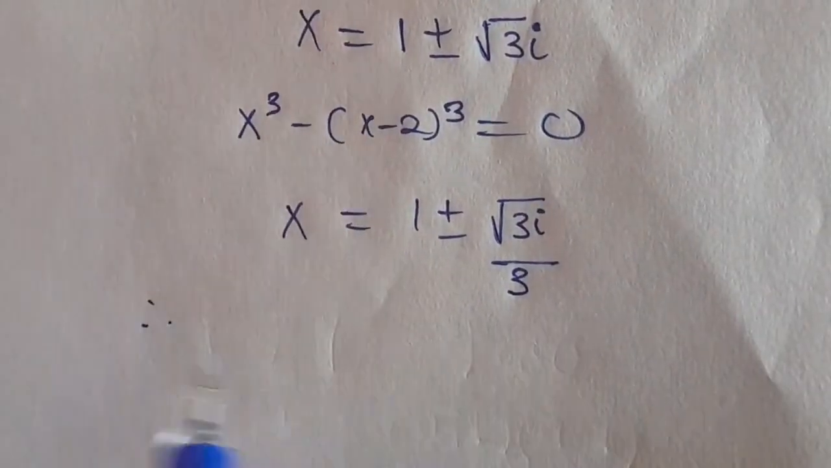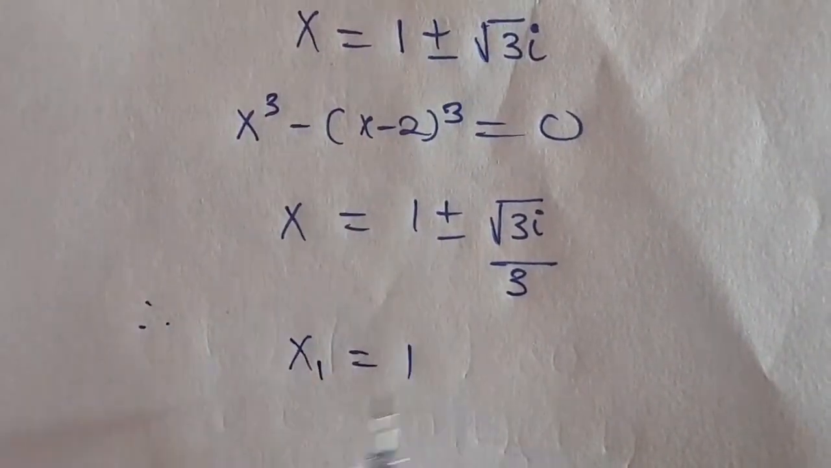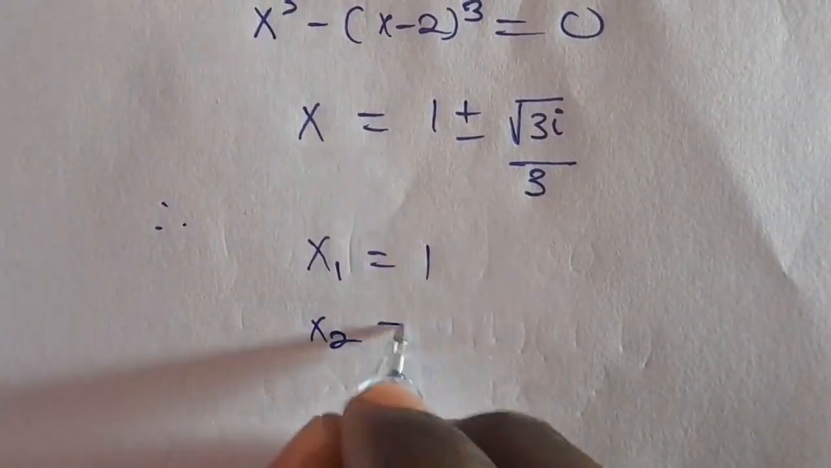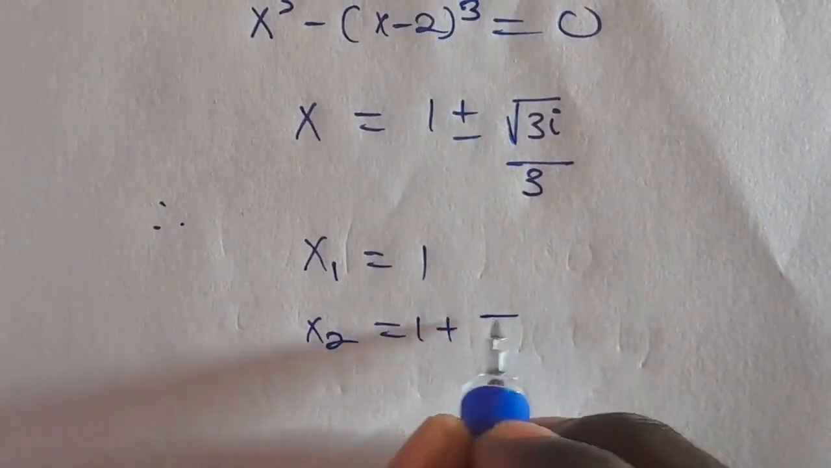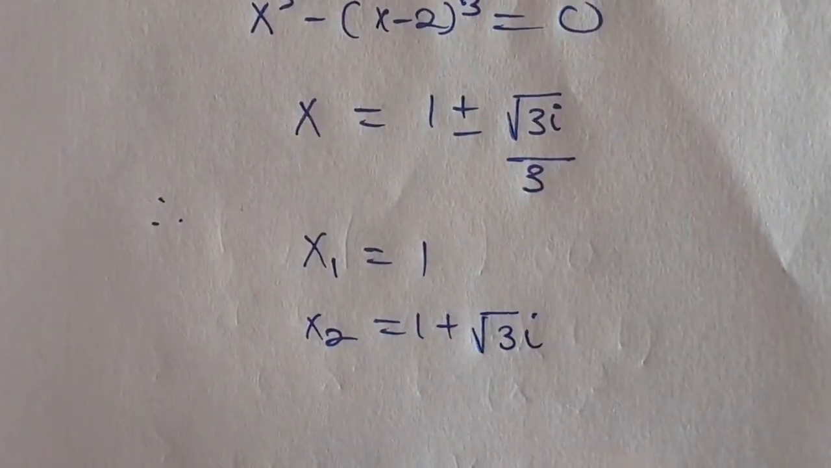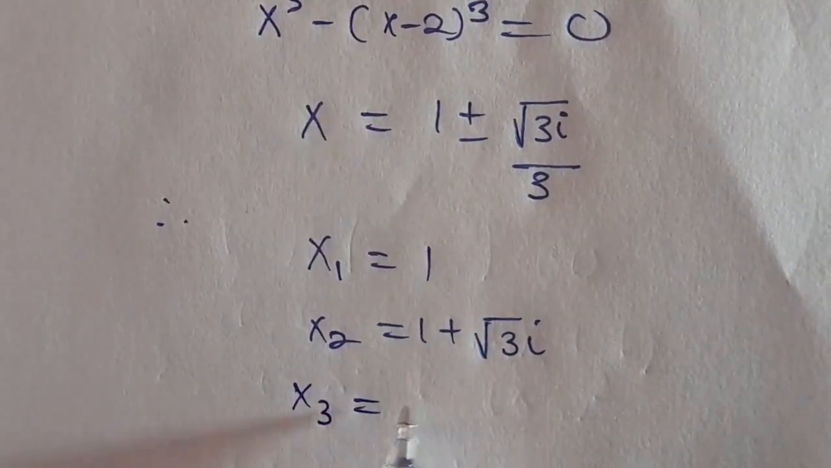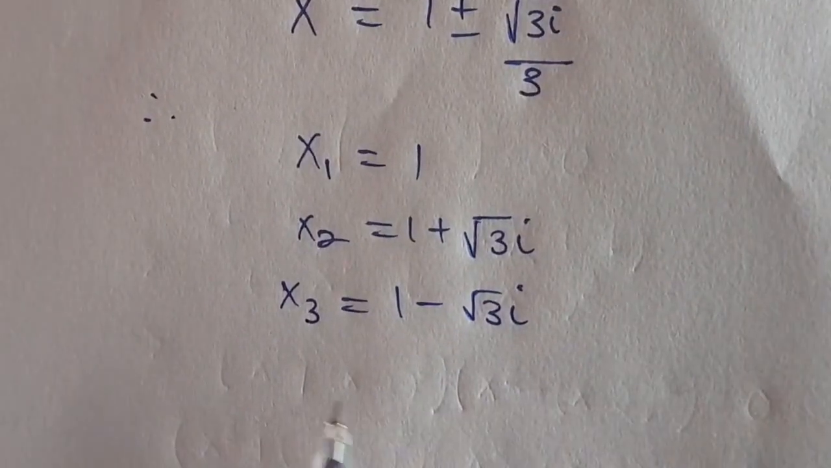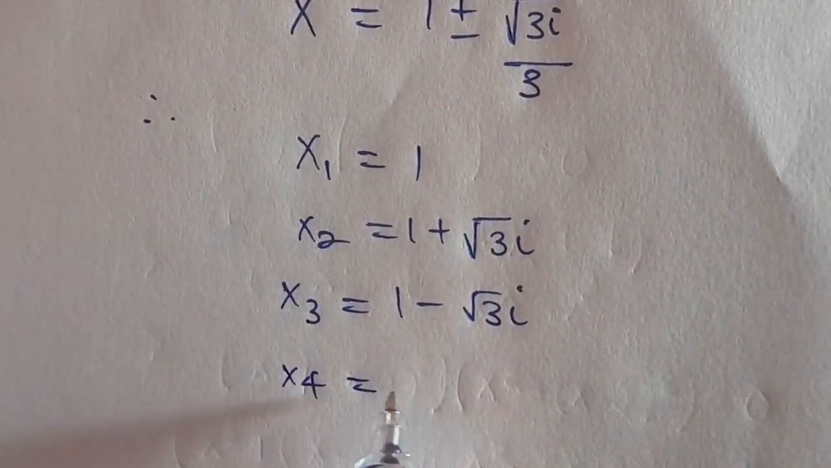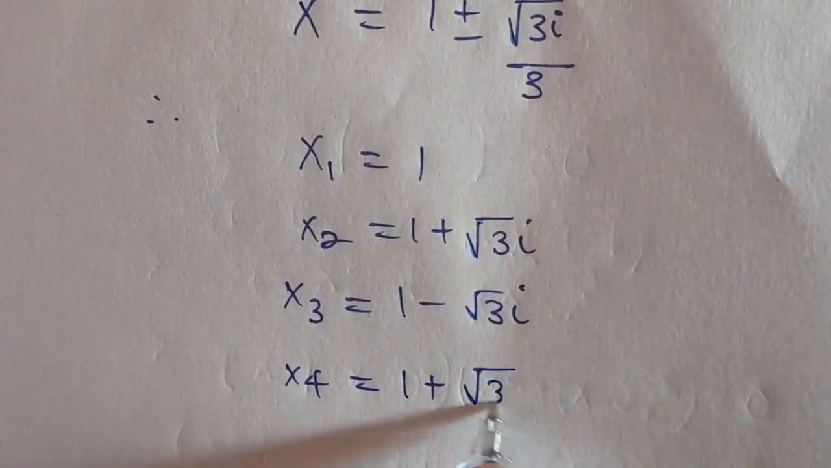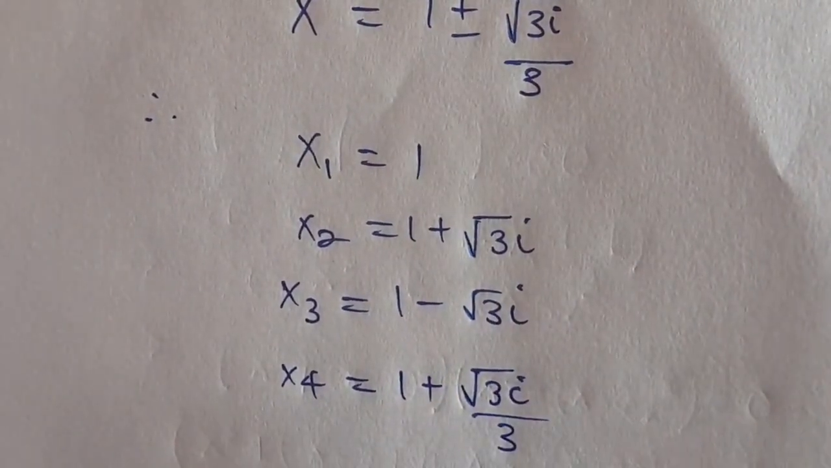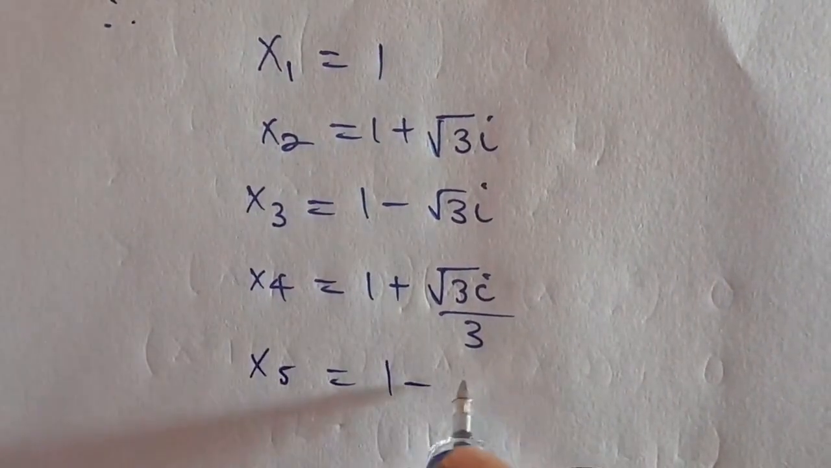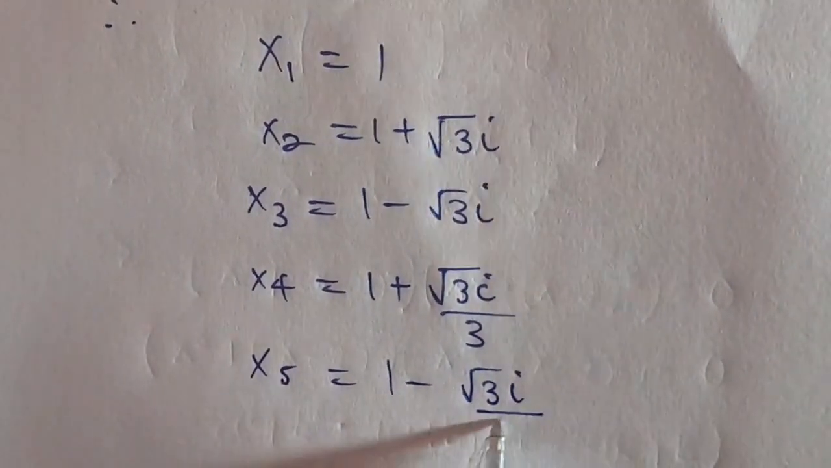So therefore, we can declare finally that we have our S1 to be equals 1 as the real solution, and we have our S2 to be equals 1 plus root 3i. Then we have our S3 to be equals 1 minus root 3i. Then we have our S4 to be equals 1 plus root 3i divided by 3. Then we have S5 to be equals 1 minus root 3i divided by 3.